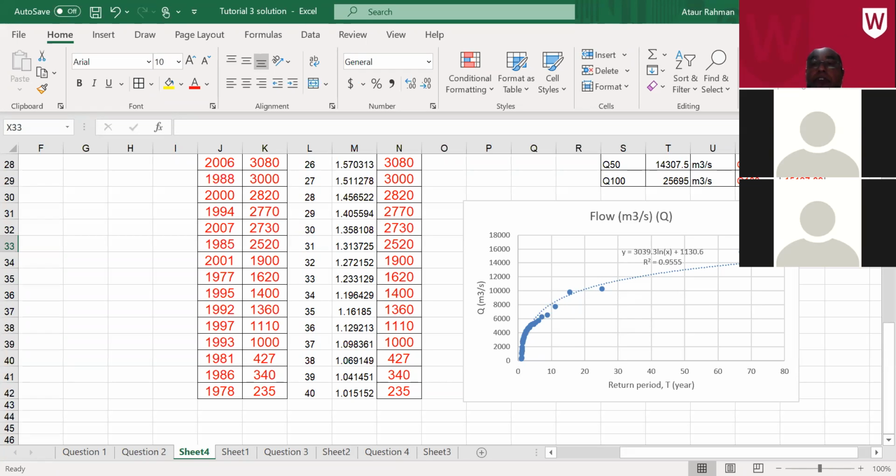So for higher flow estimation, this kind of approach is not good. It is good when you are estimating 10-year, 20-year, 30-year flow, then it's quite reasonable. But if you want to estimate higher flow over 50 years, like 100-year flow or 500-year flow, then it will be quite problematic.